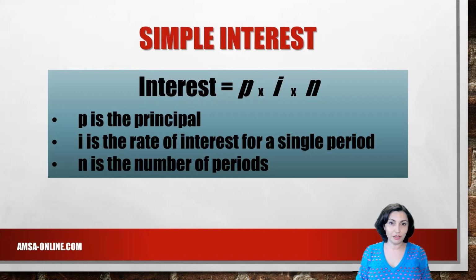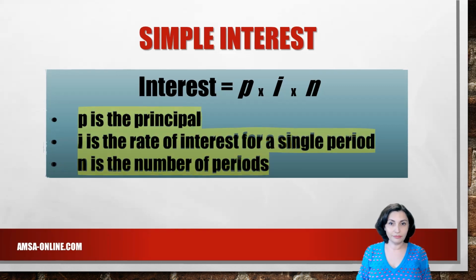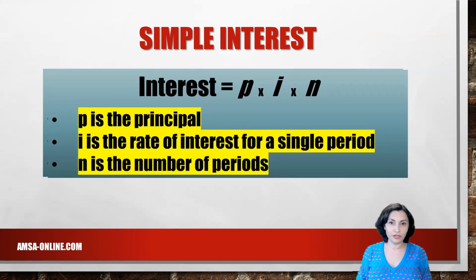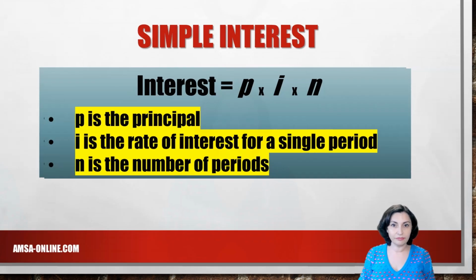Simple interest is calculated based on the outstanding principal balance. It is the return on or growth of the principal for one time period. The following equation expresses simple interest. Interest equals P times I times N, where P is the principal, I is the rate of interest for a single period, and N is the number of periods.